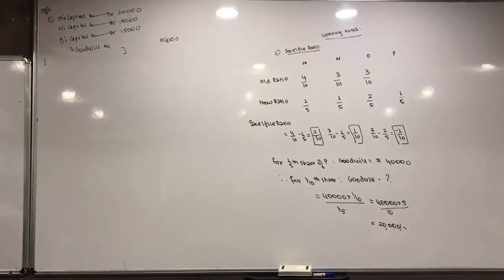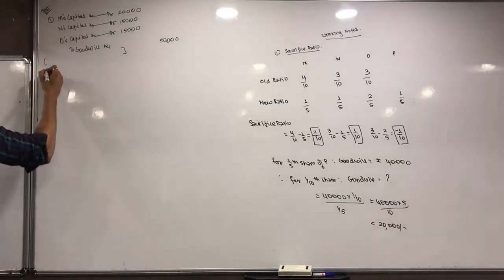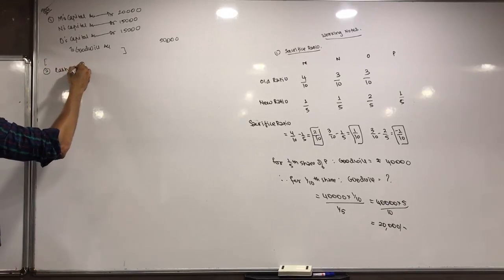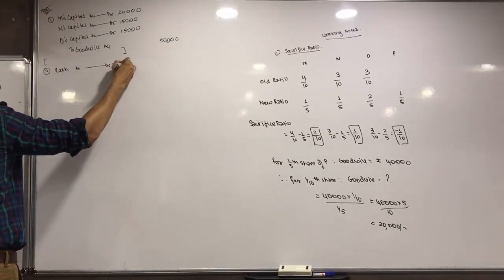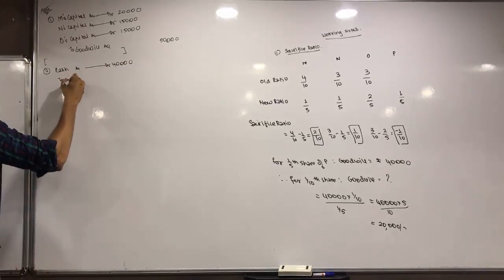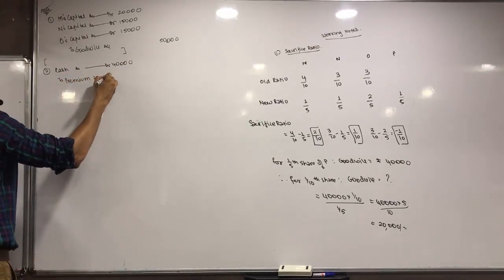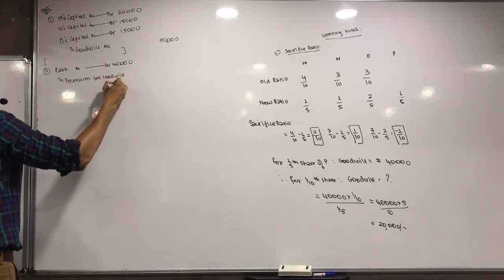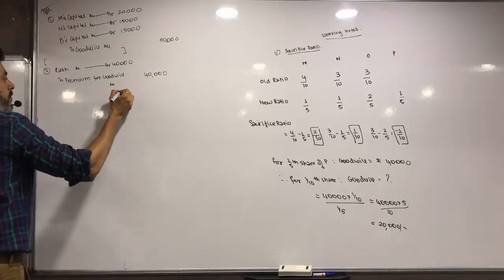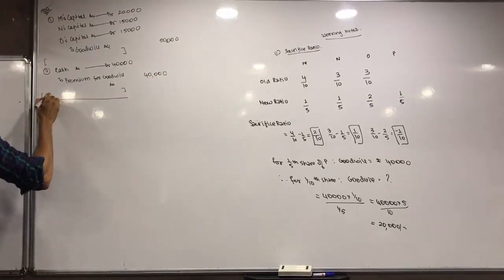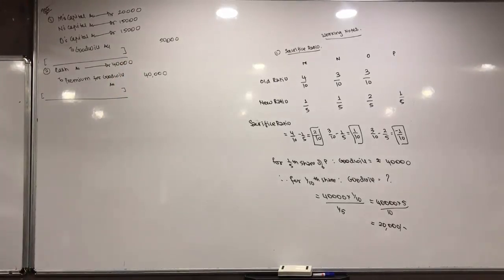Now, the new partner brings 40,000 in cash. So second entry, cash account debit 40,000 to premium for goodwill 40,000. Being cash brought by P for his share in goodwill.